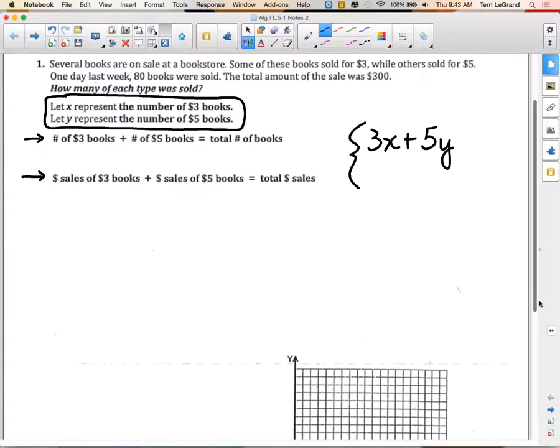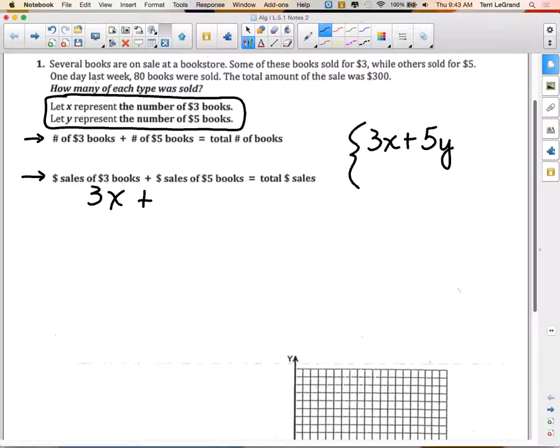Isn't this right here, that 3x, isn't that this part right here? The dollar sales of $3 books, when you take $3 times the number of books, let's say it's 10 books. If you took 10 times 3, would you have books? 10 books times $3 each? No, what are you going to have? Money. You're going to have how much money was taken in sales for $3 books. So 3x represents the amount of money taken in for the selling of the $3 books.